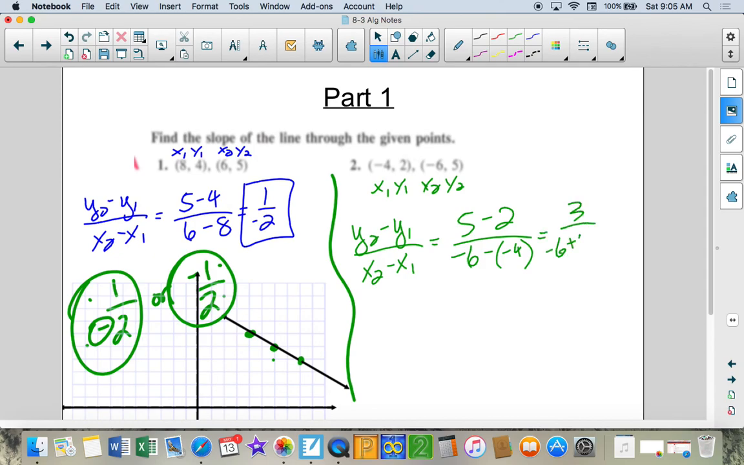Negative 6 plus 4, which gives me 3 over negative 2. That negative can go in the numerator or denominator in your final answer, but there's only one negative.